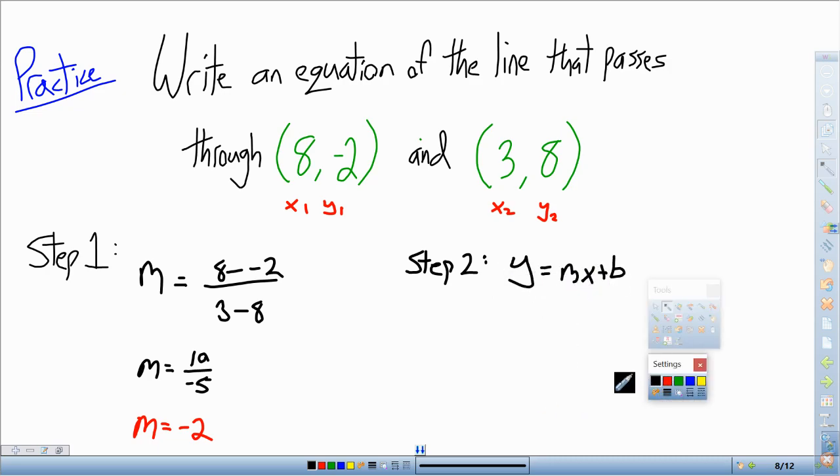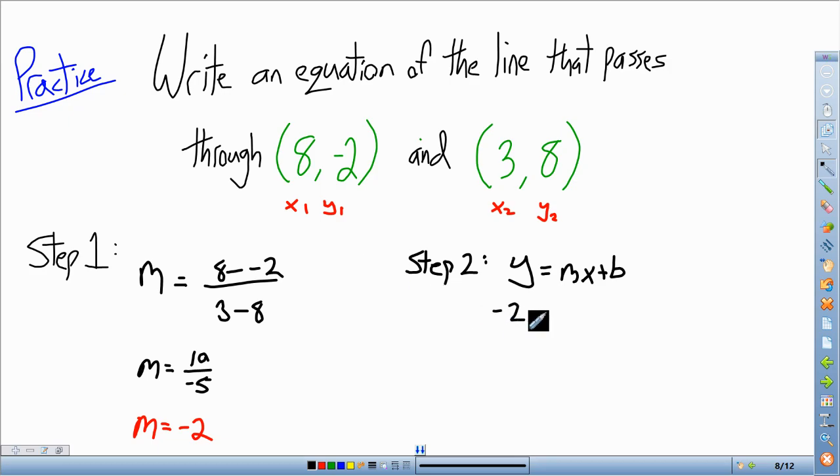Plugging in x and y, again, I have options. I can plug in either one of these points, and it'll work. I'm going to use this one this time. So my y value is negative 2. My slope we just figured out is also negative 2. My x value is a positive 8, and we are looking for b.